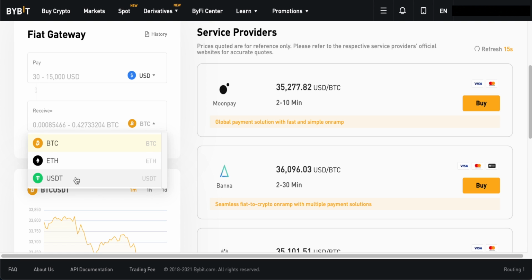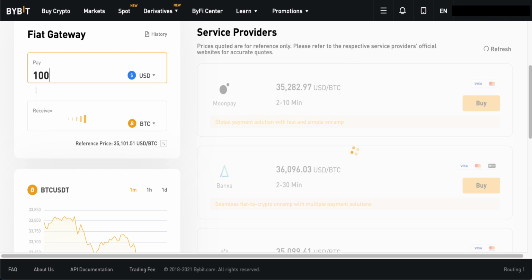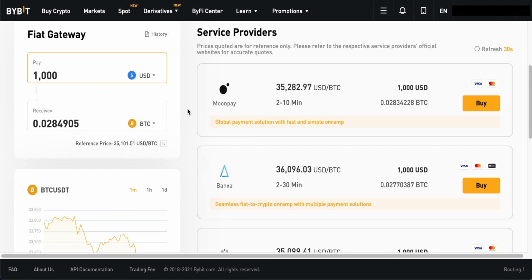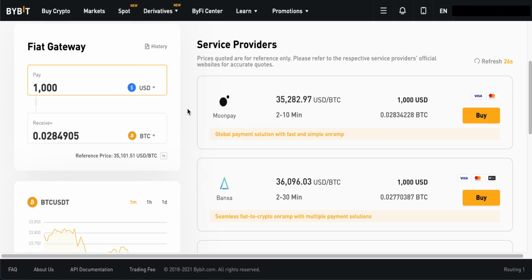So if you want to use Bybit to buy some other cryptos, then obviously US dollar Tether is a USD stablecoin. So it will track the US dollar on a one-for-one basis. You can then use this to go and trade for other cryptocurrencies. Or if you just want Bitcoin or Ethereum directly, you can do that here. So you can enter an amount that you want to purchase, for example, and it will give you a rough idea of how much crypto will be deposited into your account.